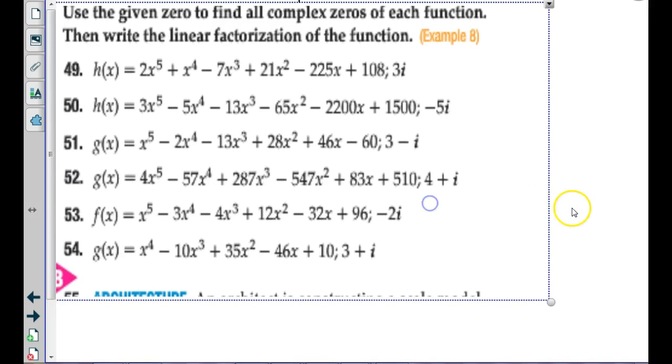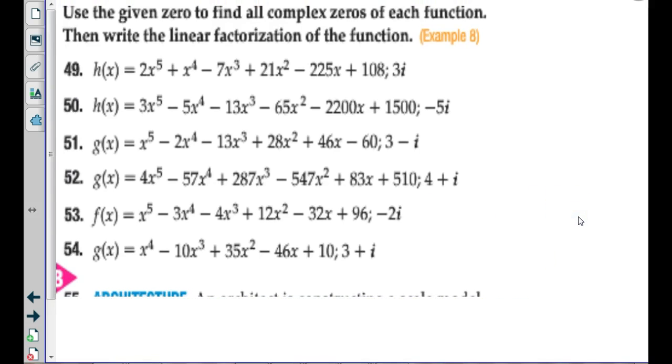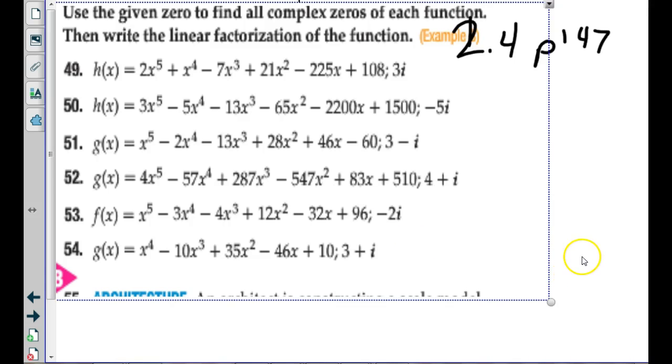Okay, number 49 says, use the given 0. This is 2.4, page 147, is that right? And I don't have a cursor that I can see, so that's a problem. All right, it says, this lovely equation, write the linear factorization if we have 3i as a 0. Anybody have any ideas how to start this?